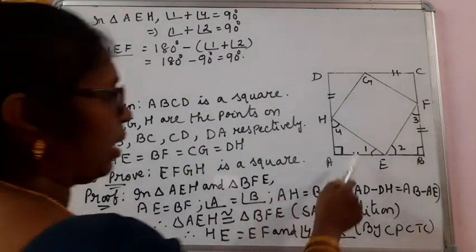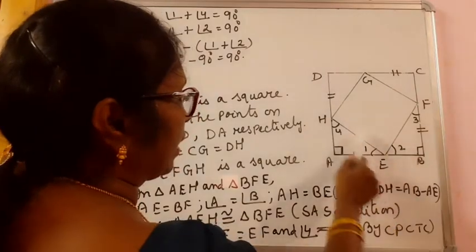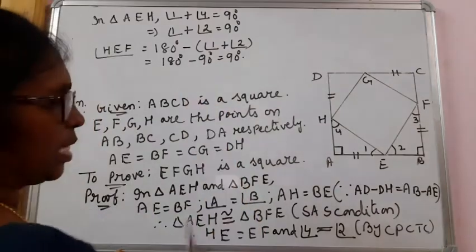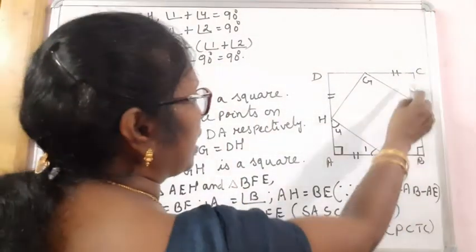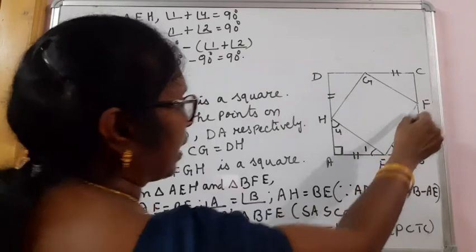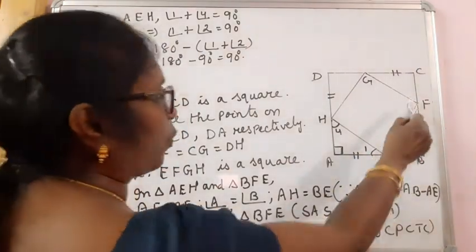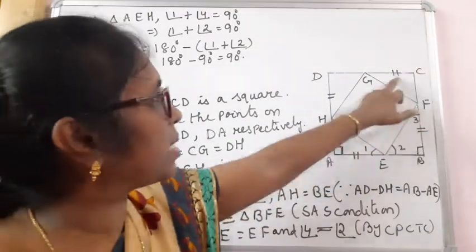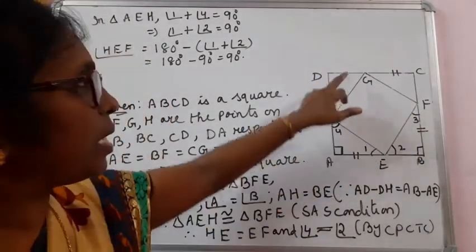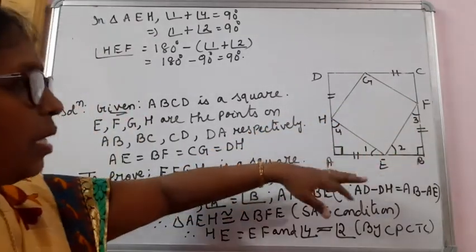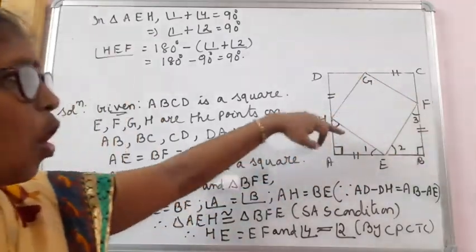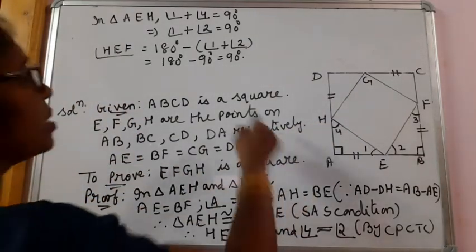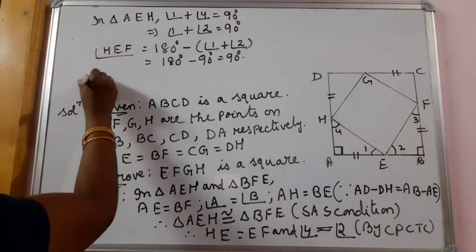Children, you see, when we made these two triangles congruent, HE equal to EF we got, and also this angle is 90 degrees. Same way, when we make these two triangles congruent, we can show that these two sides will be equal and this angle is 90 degrees. We can see, because all these sides are equal, the remaining sides of each triangle are equal, and also each angle is 90 degrees. So all these four triangles are congruent to each other.